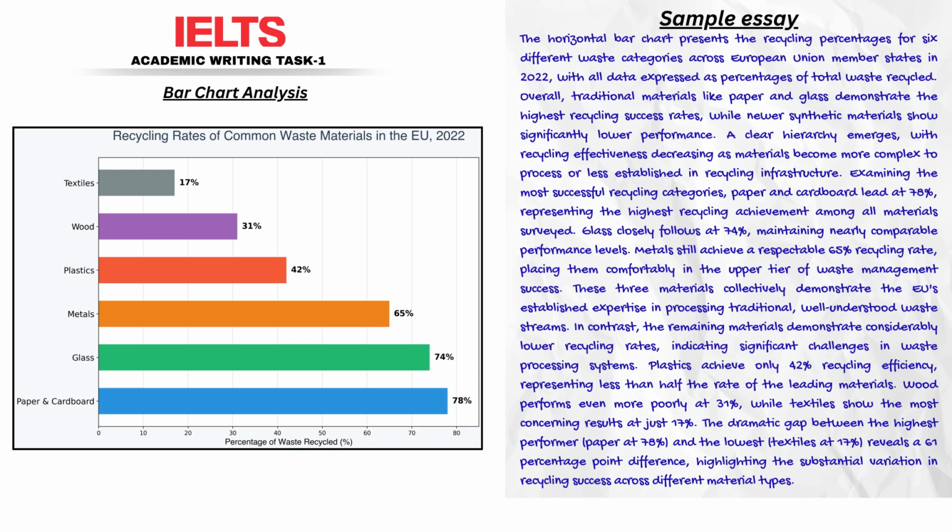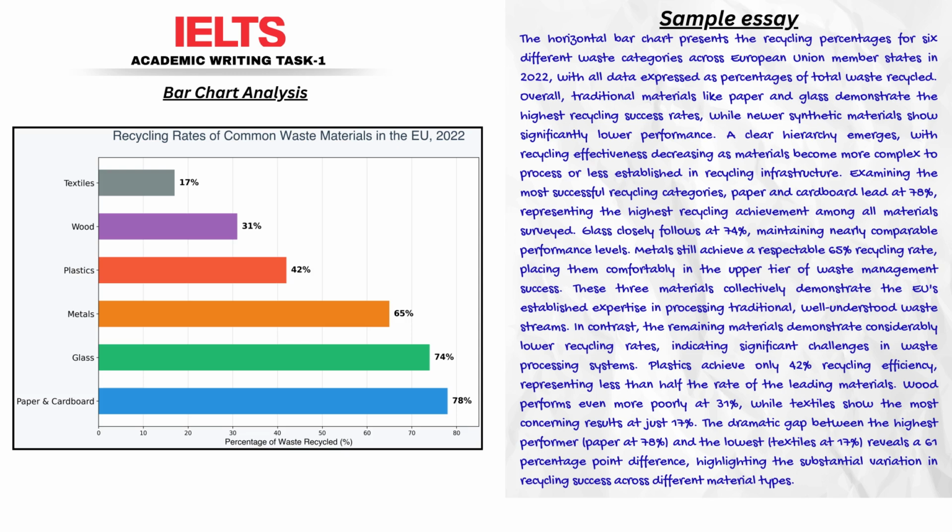Paragraph 4 continues this excellence. It starts with another great cohesive phrase. In contrast, the remaining materials demonstrate considerably lower recycling rates. It highlights the dramatic drop to plastics at 42%, then wood at 31%, and finally textiles at just 17%. The phrase, particularly concerning for textiles, shows evaluative language that's appropriate for data commentary.